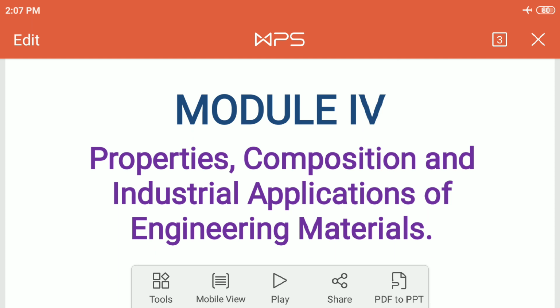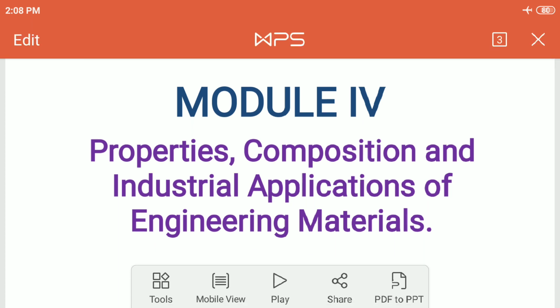Before selecting any material for a particular application, we should know its properties and its composition. Let us say if I want to manufacture a tool, either a single point cutting tool or multi-point cutting tools. First we should know what properties a tool should have, and in which material those properties are available. That is very important. And composition. So in this video we are going to deal with those things.